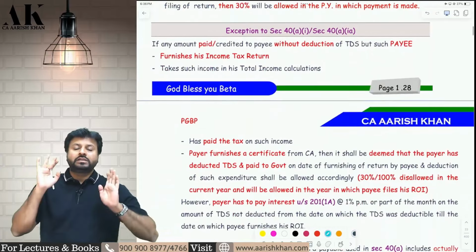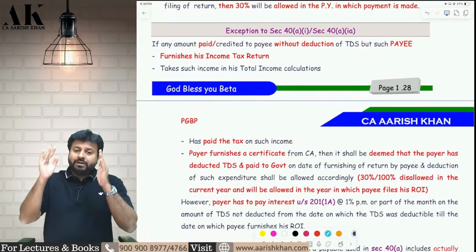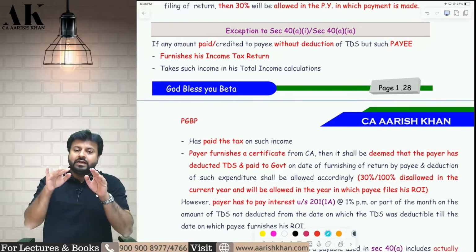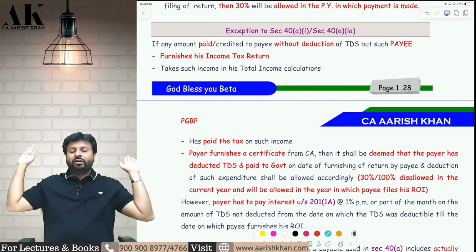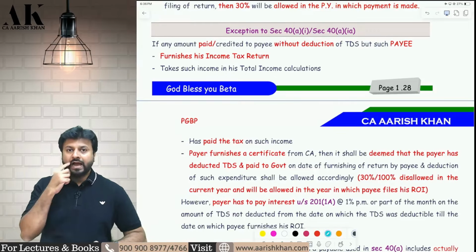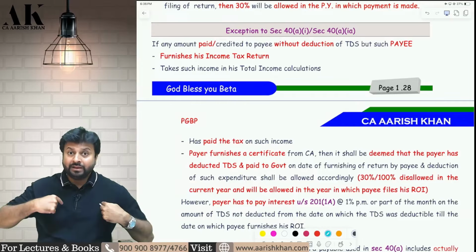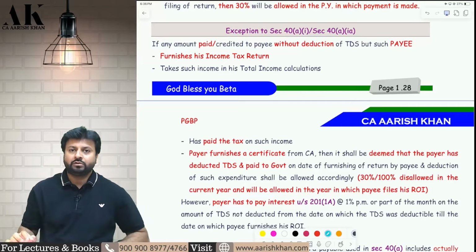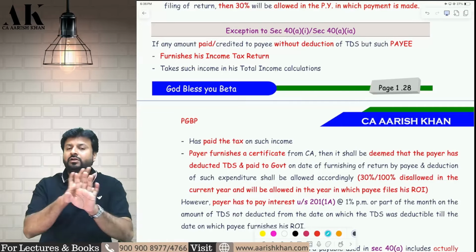Okay. Now some very important point which is applicable for this section also and the previous section also. Next point which I am saying is applicable for this section also and also for the previous section. That is, listen carefully. Generally what happens? I am a payer, you are a payee. I am a payer, listen carefully. I am a payer, you are a payee. I am paying you a rent of say 1 lakh rupees. I did not deduct the TDS, I did not pay the TDS.